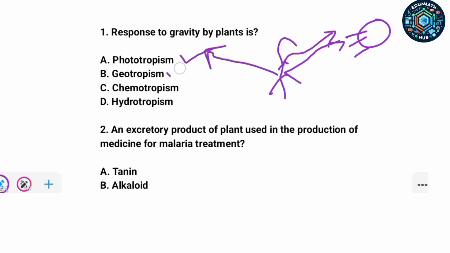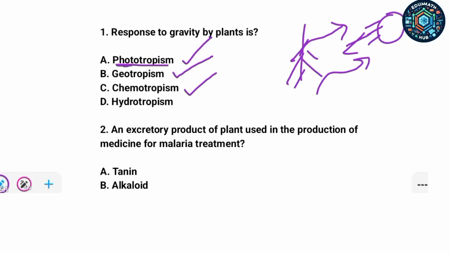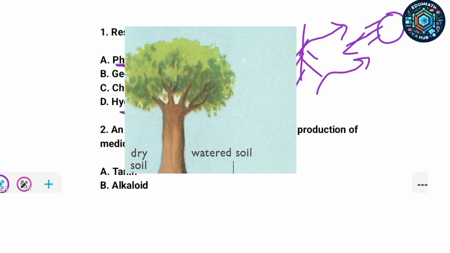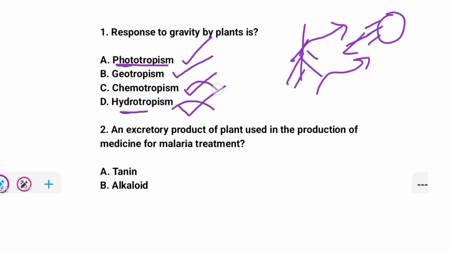The next one is geotropism. It's when a plant or an organism is moving or growing towards gravity. Chemotropism is the movement or response towards chemicals. Why hydro means water now. So hydrotropism is the movement or growth towards source of water. So these ones are not the answer, because the question says gravity, so the answer is option B.